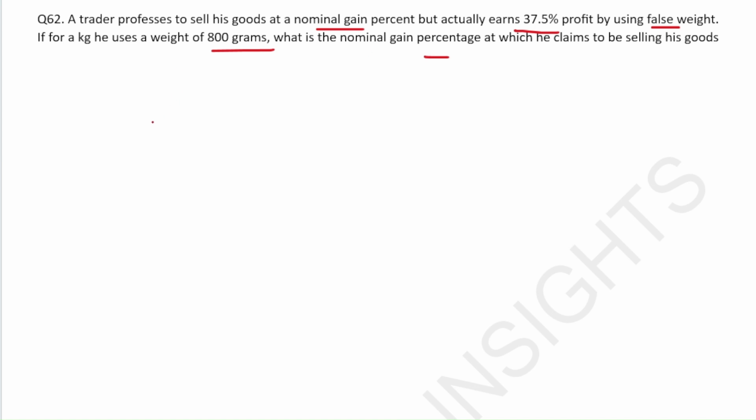So if the CP is 100, just like the previous question, we don't know the nominal gain percentage, right? So we will consider it as X. Now after that, instead of 1000 grams, he uses how many? 800 grams, right? After which he gains a total profit of how many? 37.5%. So this will be 137.5 divided by 100.